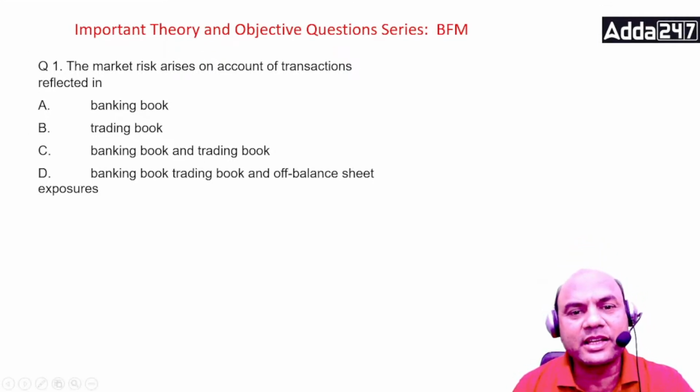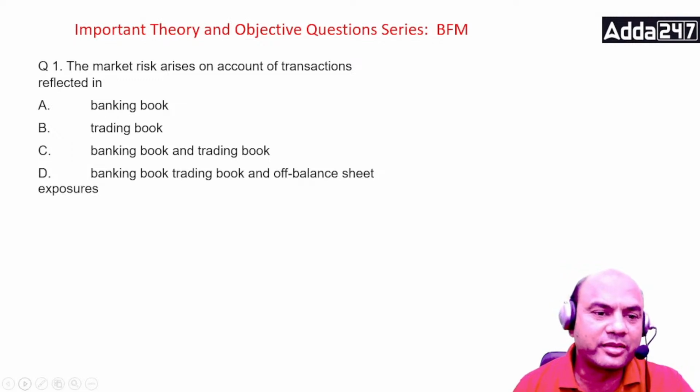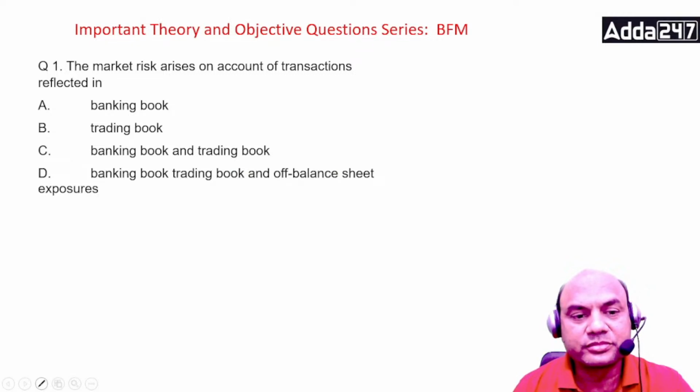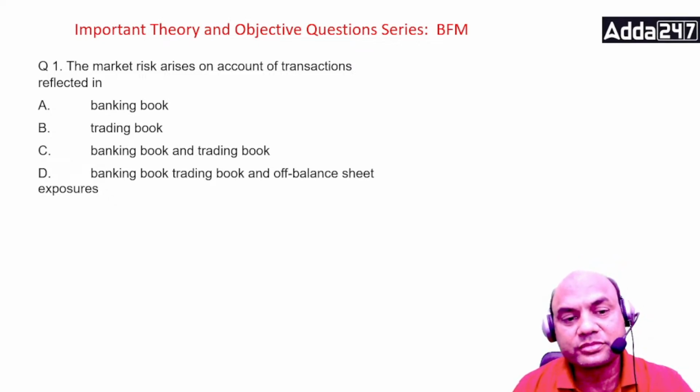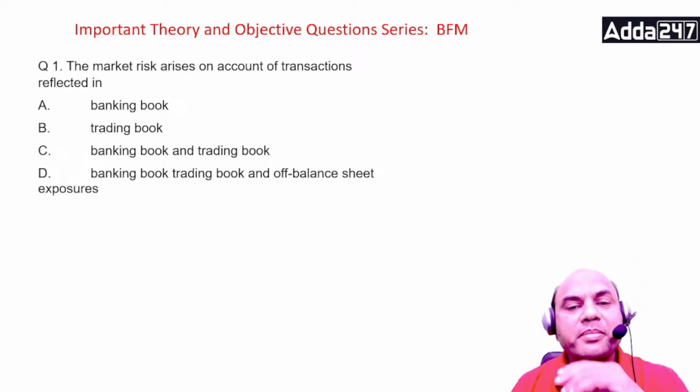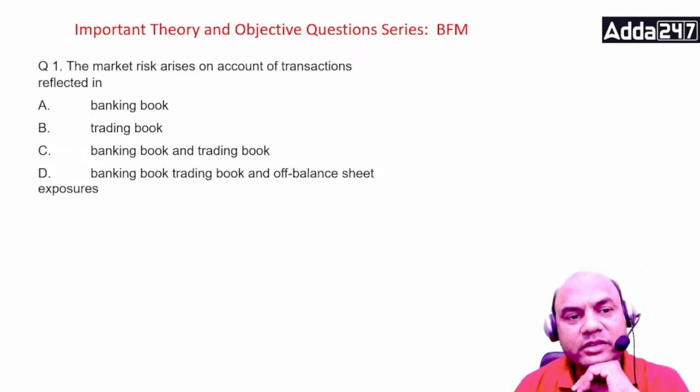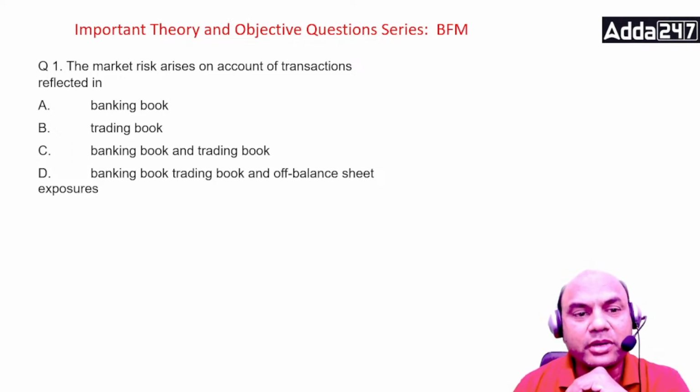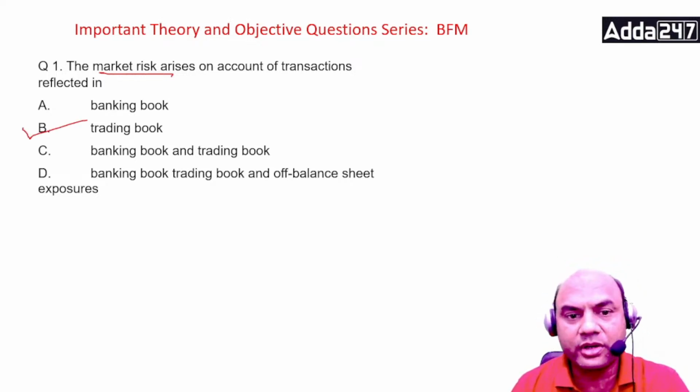The market risk arises on account of transactions reflecting in banking book, trading book, banking and trading book. So what is the answer over here? Banking book, trading book, banking and trading book. Banking book, trading book, off balance sheet exposures, anything. What do you think should be the answer over here? Market risk. Market risk arises because of trading book. Remember, trading book. Got it?